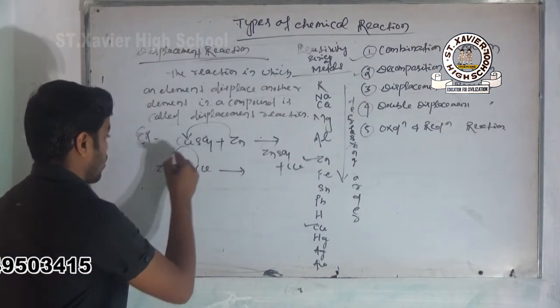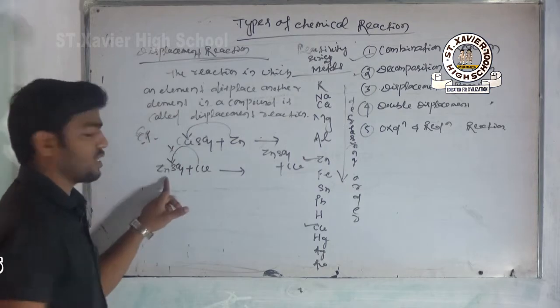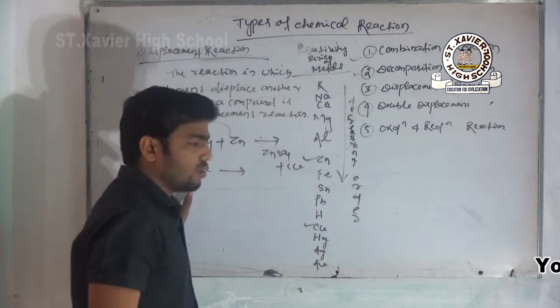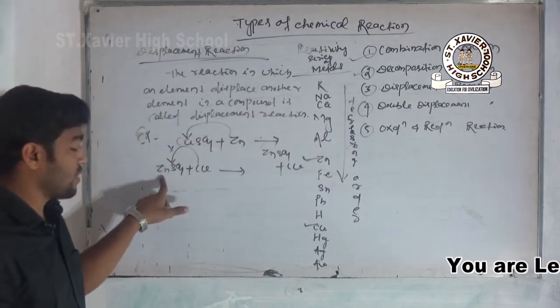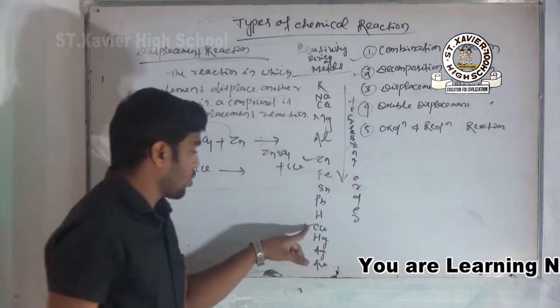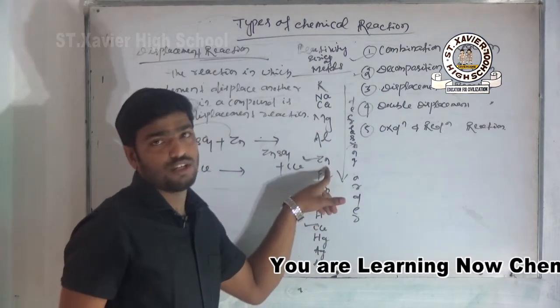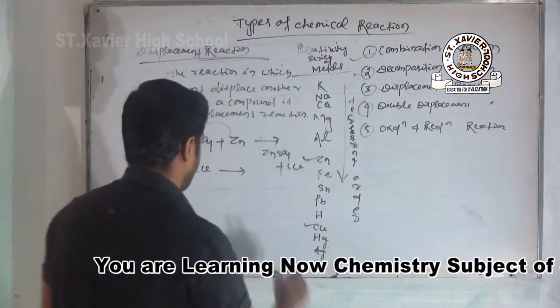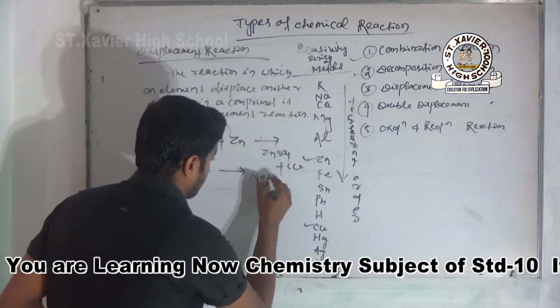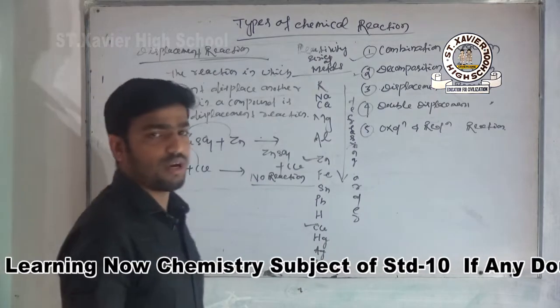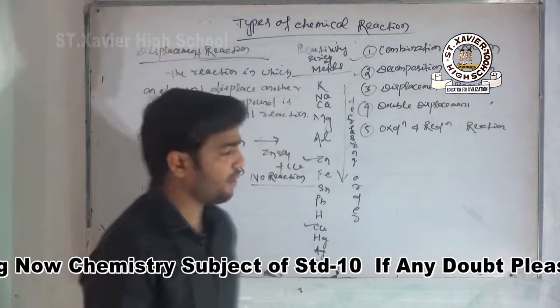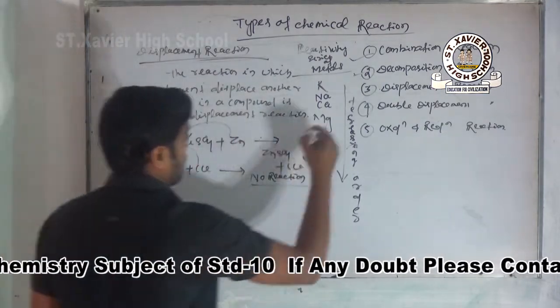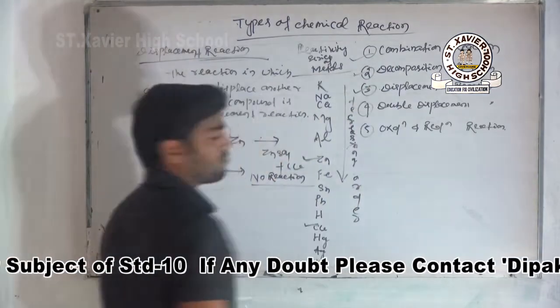Then here copper cannot displace zinc. Why? Because copper is less reactive than zinc, so it cannot displace zinc from its compound. That means no reaction takes place. Okay, so in this way we have completed the displacement reaction.